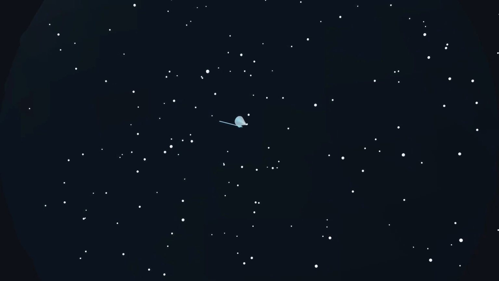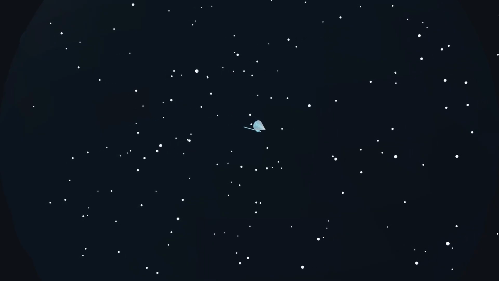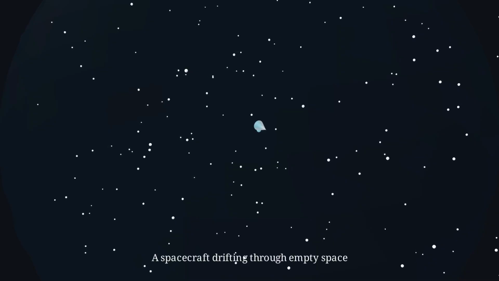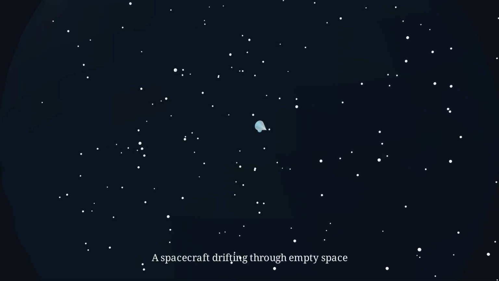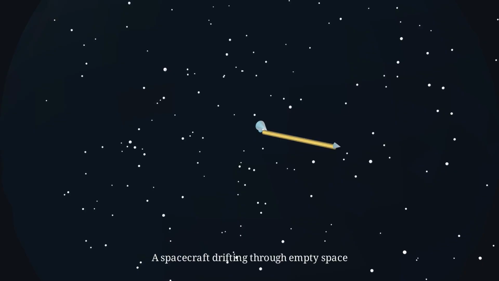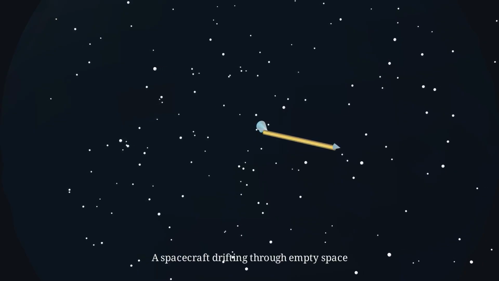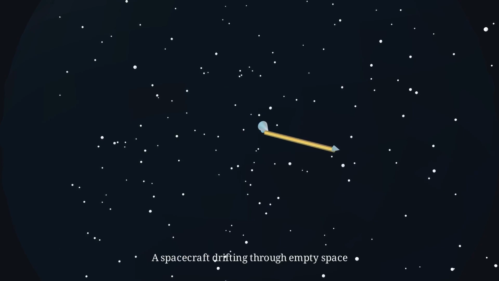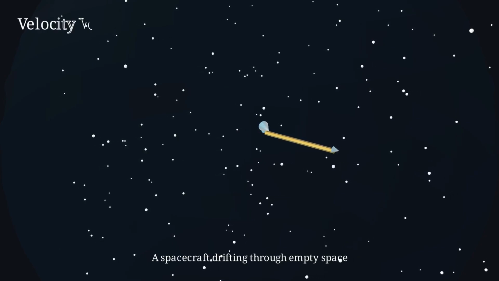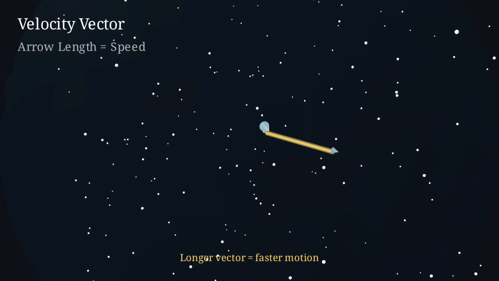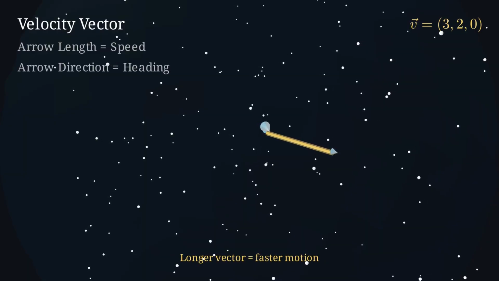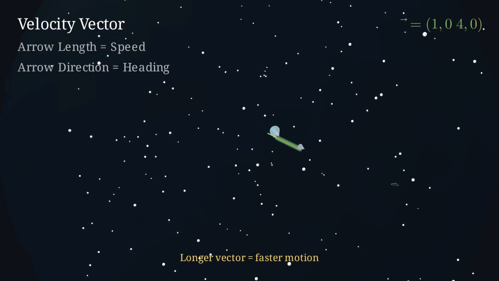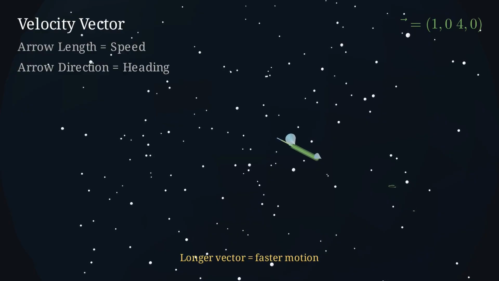The second vital anchor is velocity. Imagine a spacecraft coasting through the vacuum of space. It doesn't have a grid beneath it, but it possesses 2 undeniable properties. It is traveling at a specific speed, and it is heading towards a specific point in the cosmos. That is a velocity vector. The length of the arrow represents how fast the ship is moving, and the orientation of the arrow dictates its path.